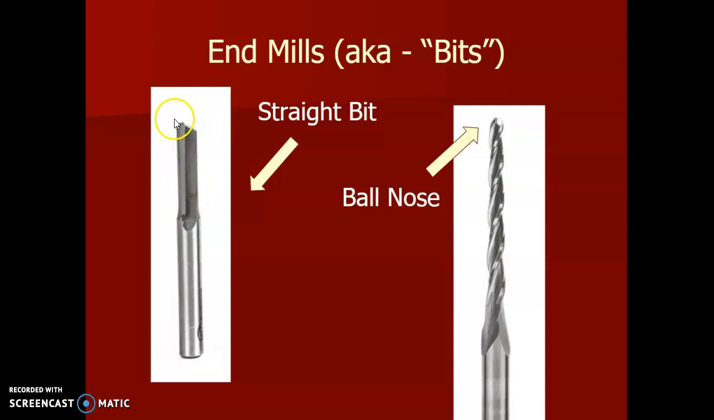When it spins around, it's just going to cut at the bottom, or depending on how deep we're going, it would also cut on the side as well. This is called a ball nose end mill. It's called a ball nose because the end is rounded, and we use that for a lot of detail work in our CNC machining processes.